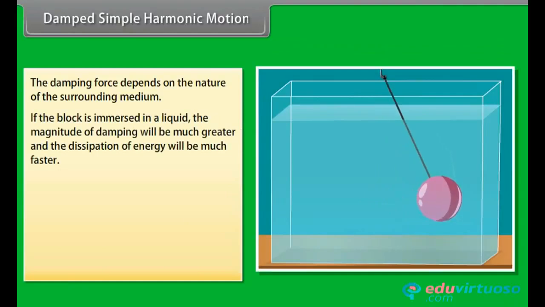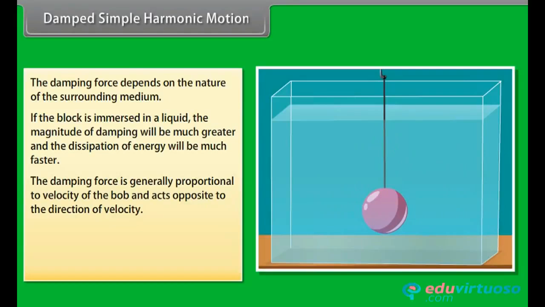If the block is immersed in a liquid, the magnitude of damping will be much greater and the dissipation of energy will be much faster. The damping force is generally proportional to the velocity of the bob and acts opposite to the direction of velocity. If the damping force is denoted by Fd, we have Fd is equal to minus bv.